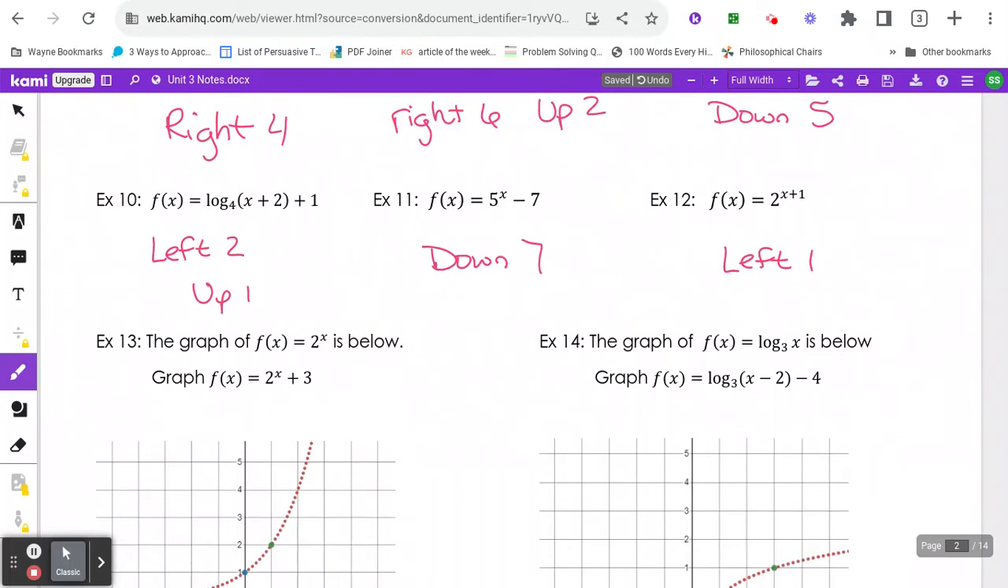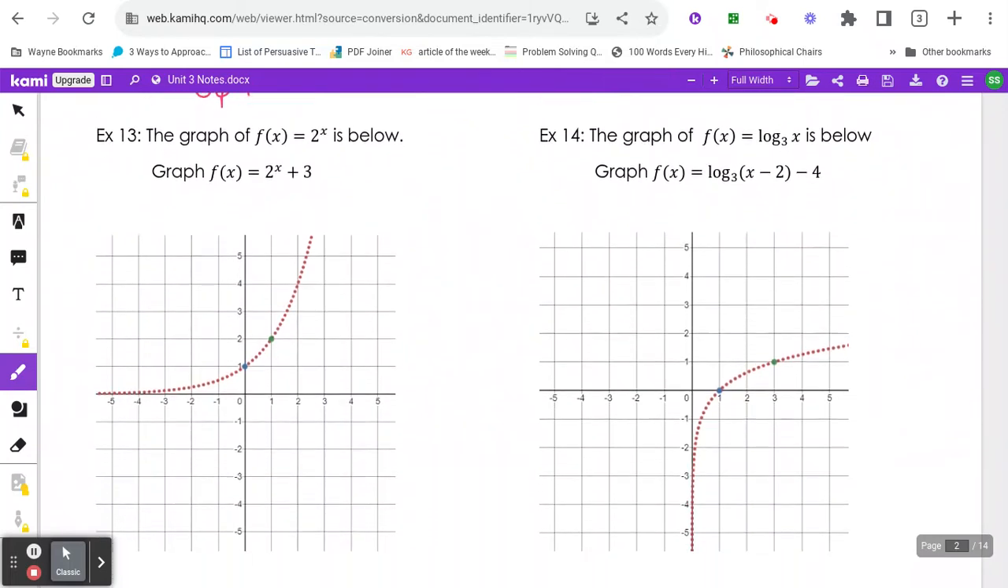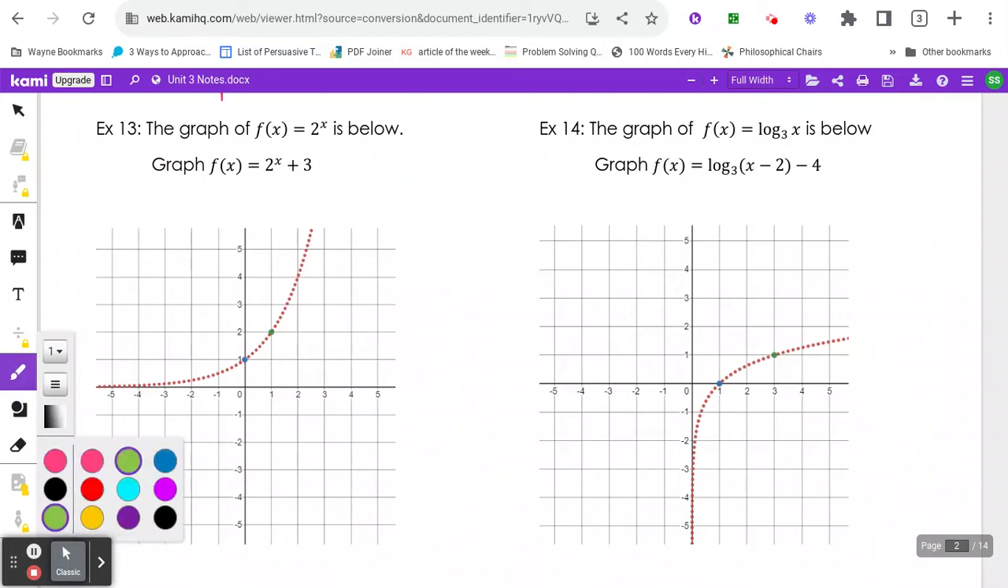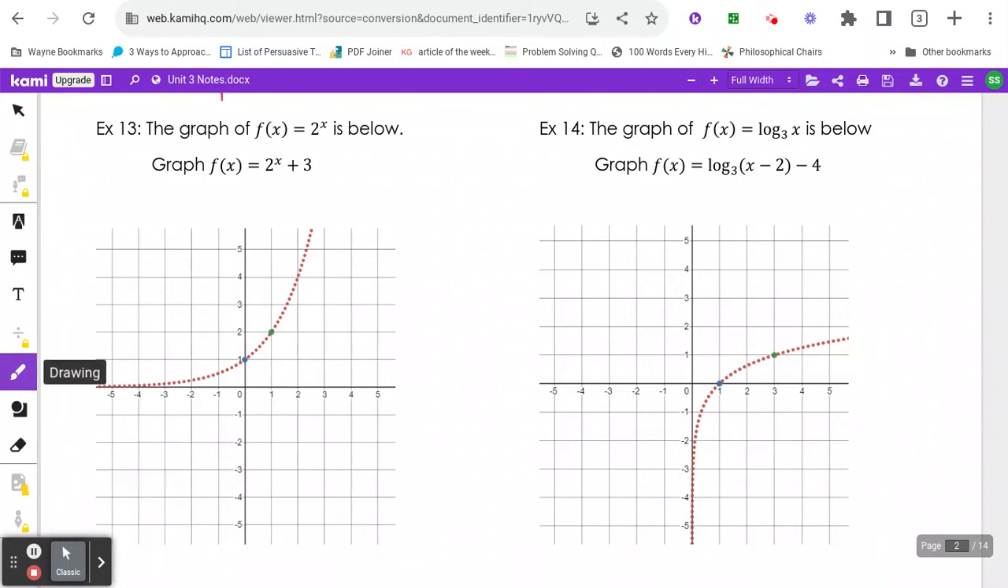All right, so example number 13, we're actually going to graph these. You can see that the original graph has been done for us. We have a point here at 0, 1, and then 1, 2. And this 3 right here is going to help us move the graph. I need to move everything up 3.